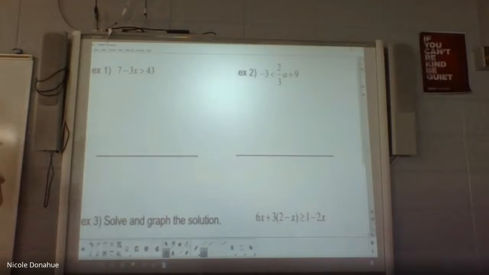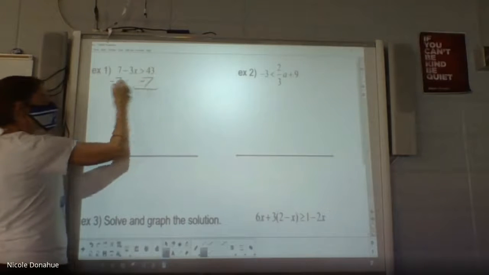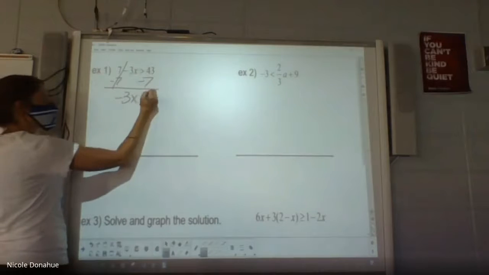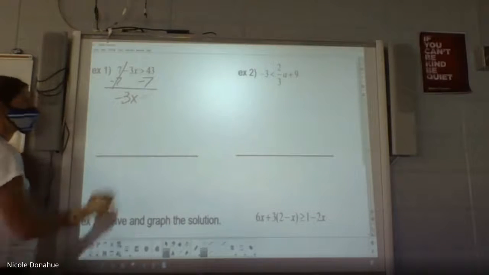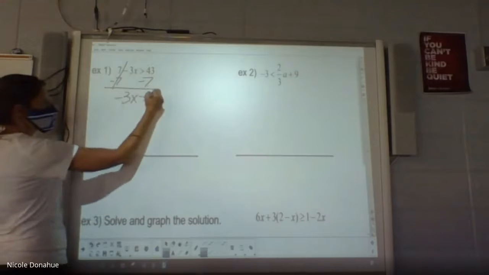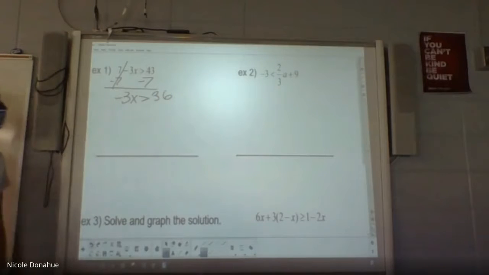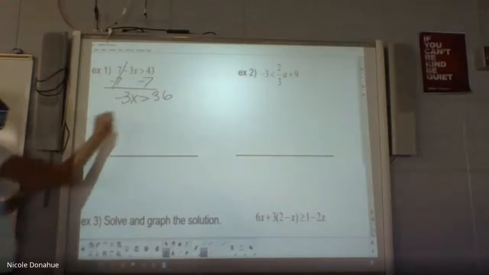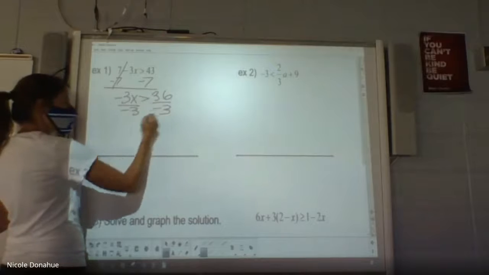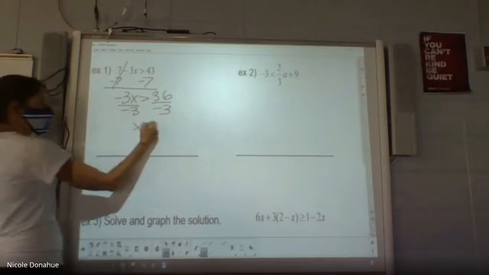All right, so number 1. So we're gonna solve this, but we have to remember our extra steps with these. So the biggest thing is remembering that if we multiply or divide by negative, we have to flip that inequality. So what do you guys want to do first in number 1? Subtract 7. Okay, so this is going to be 36. And then to get my x, I have to divide, and since we're dividing by a negative, what do we have to remember to do? Flip the inequality.